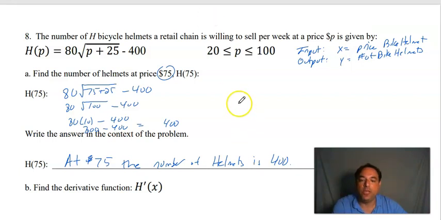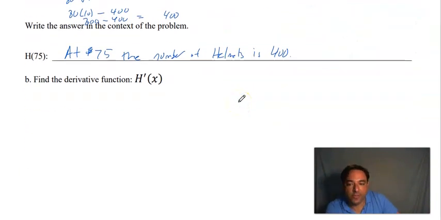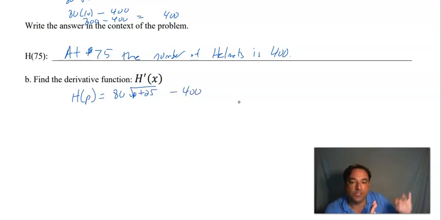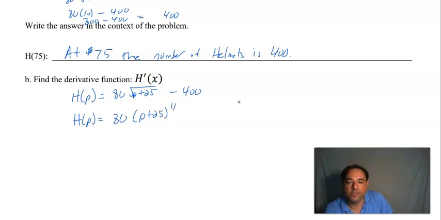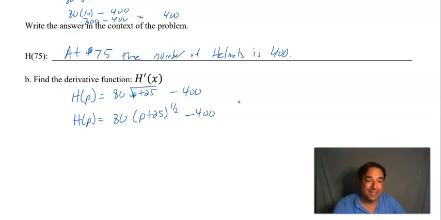So to do that, we're going to take the derivative. Now, when we take the derivative, be careful. Make sure you know what you have. We have 80 times the square root of P plus 25, minus 400, and minus 400 is outside. Step 1, I would rewrite it. This would be 80 times P plus 25 raised to the 1/2, minus 400. So that's a rewrite. That is not the derivative. Make sure you know the difference between the rewrite and the derivative.